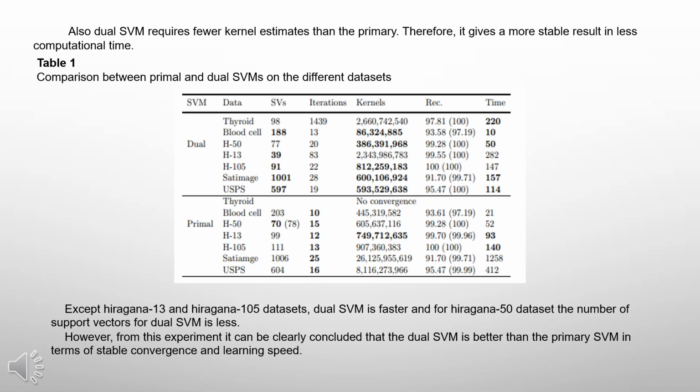Table 1. Comparison between primal and dual SVMs on the different datasets. Except Hiragana 13 and Hiragana 105 datasets, dual SVM is faster, and for Hiragana 50 datasets, the number of support vectors for dual SVM is less. However, from this experiment, it can be clearly concluded that the dual SVM is better than the primal SVM in terms of stable convergence and learning speed.